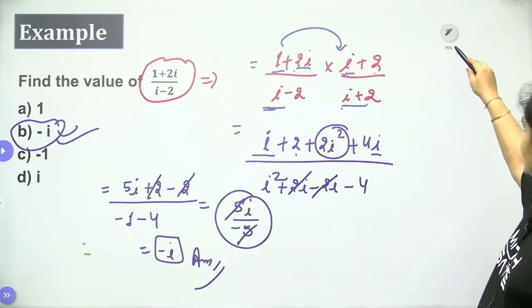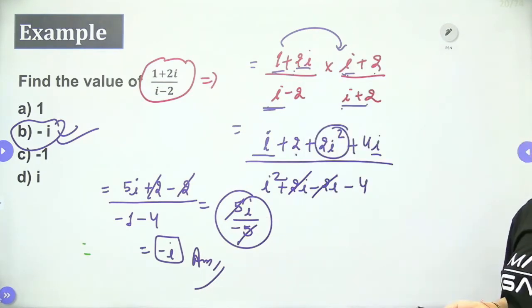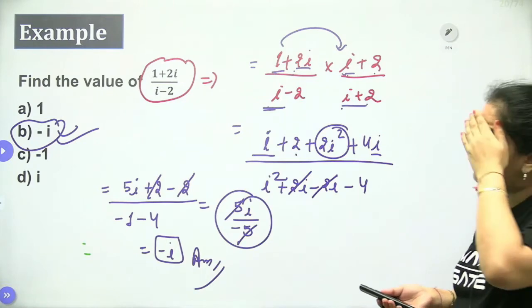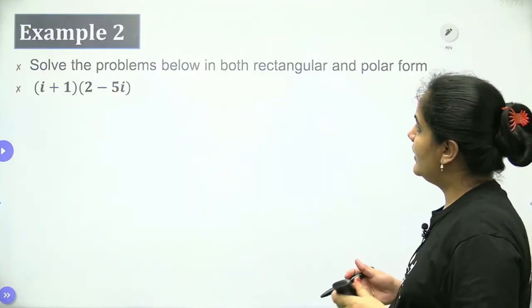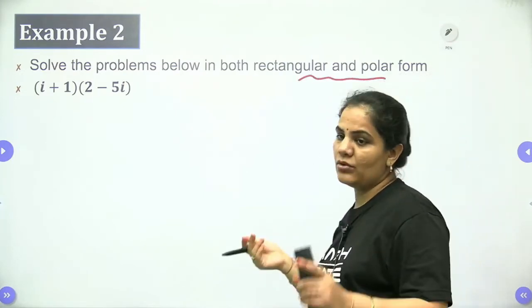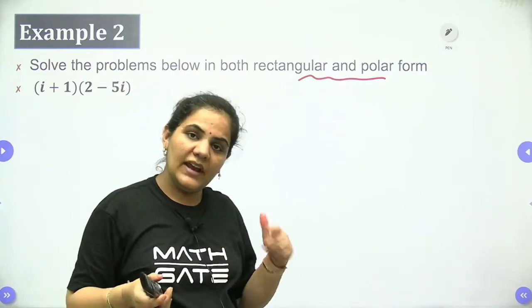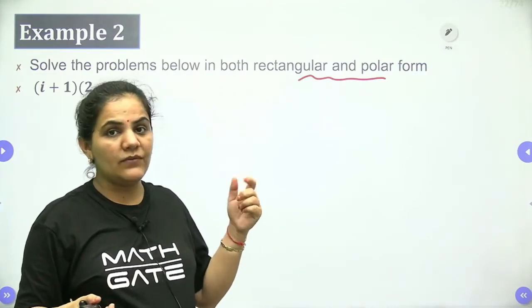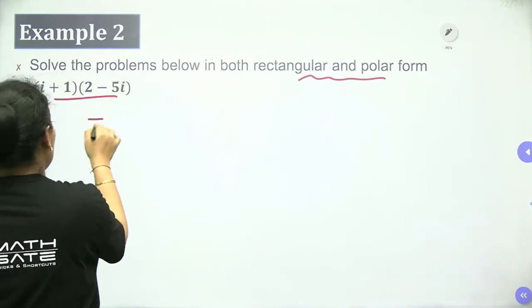Clear? So we can easily approach, dear students, we know how to approach the complex functions easily when we have to convert this one into the standard form. Now let's talk about the next one. Solve the problems below in both rectangular and polar form. So it means we have to find the standard rectangular form, means the Cartesian form also, and then we have to convert the particular form into the polar form also.